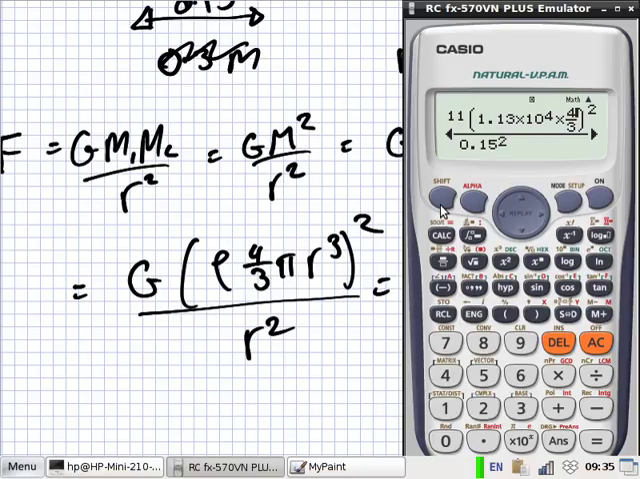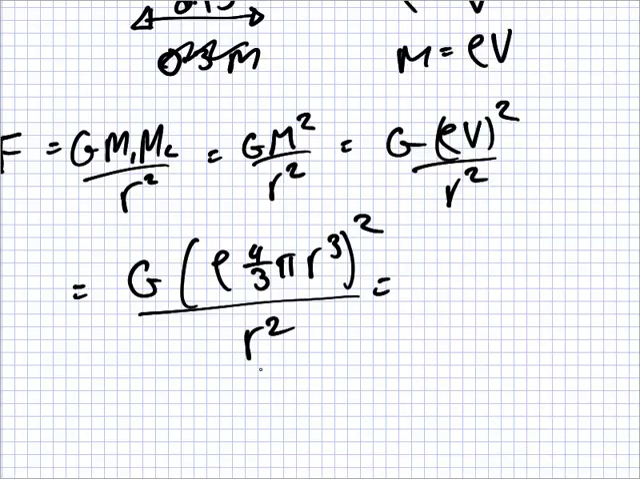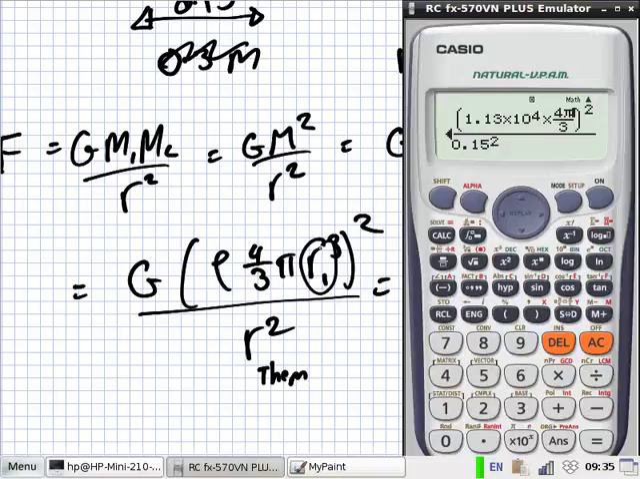4 over 3 pi. Now this r on the top, be careful, that's the distance between them, and this is the radius of one of them. So this one here is 0.075, yeah.